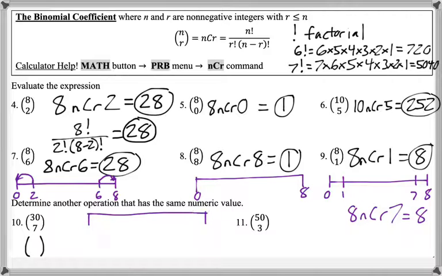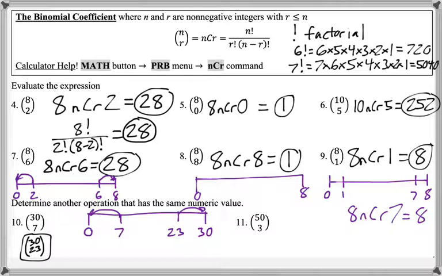The lowest value is 0, and the highest value is 30. So 7 is 7 away from 0. So we need to come up with the number that is 7 away from 30, and that would be 23. So my operation is 30 choose 23.